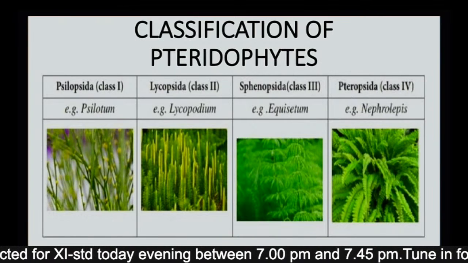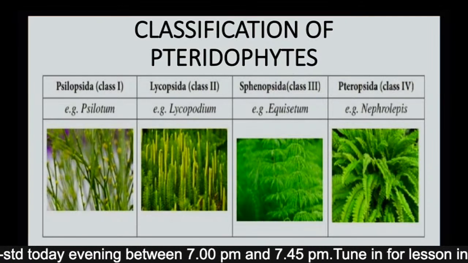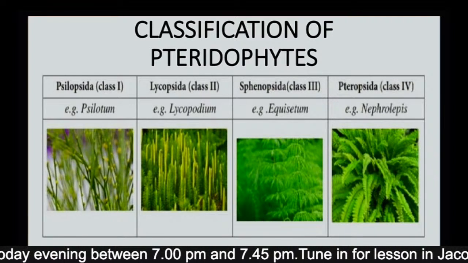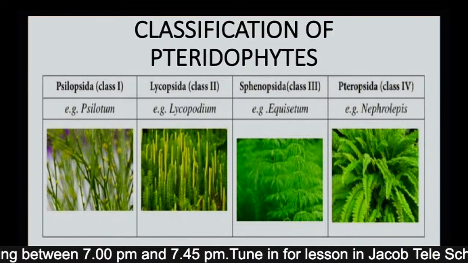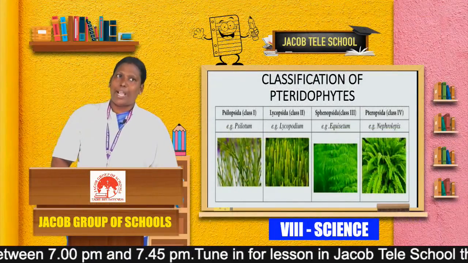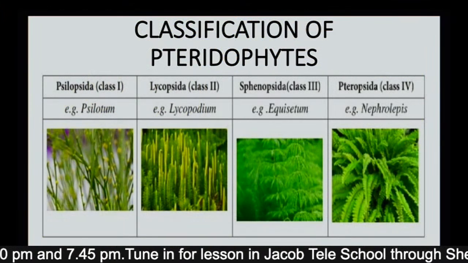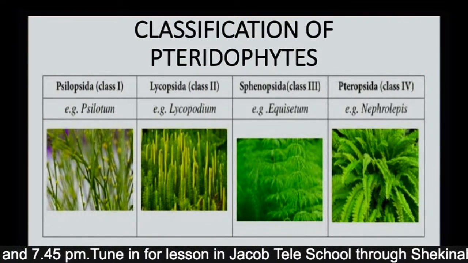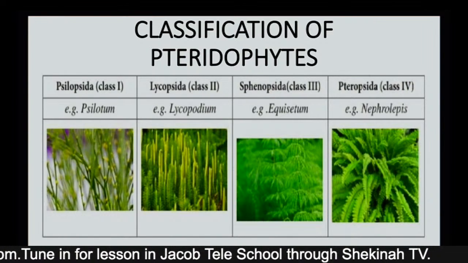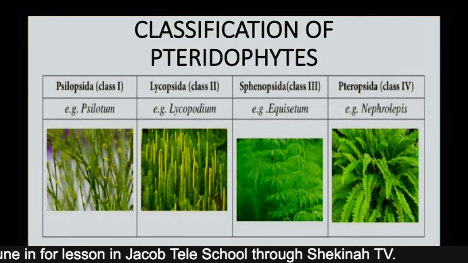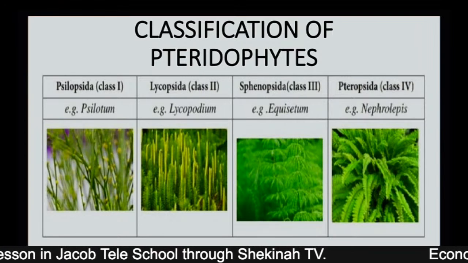Psilopsida, Lycopsida, Sphenopsida, Pteropsida. Wherever you find P, that is silent. And here class 1, 2, 3 and 4. Psilotum, this is a pteridophyte. Lycopodium, this is a pteridophyte. And Equisetum, this is a pteridophyte. And Nephrolepis, it is a pteridophyte. In the last one we saw Nephrolepis, already I told you we use it for ornamental purposes. Second one, Lycopodium, is called club moss. Equisetum is called horsetail.